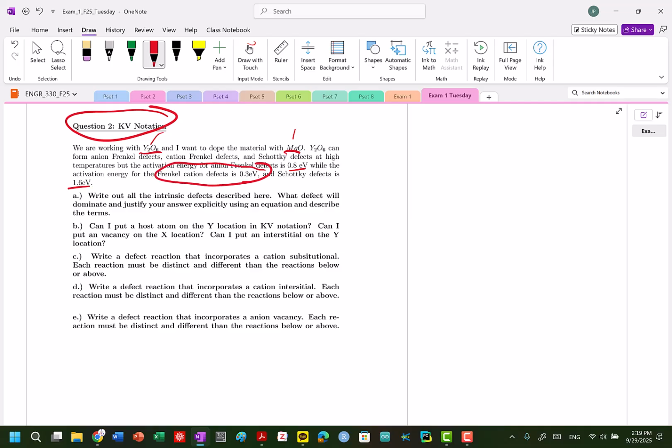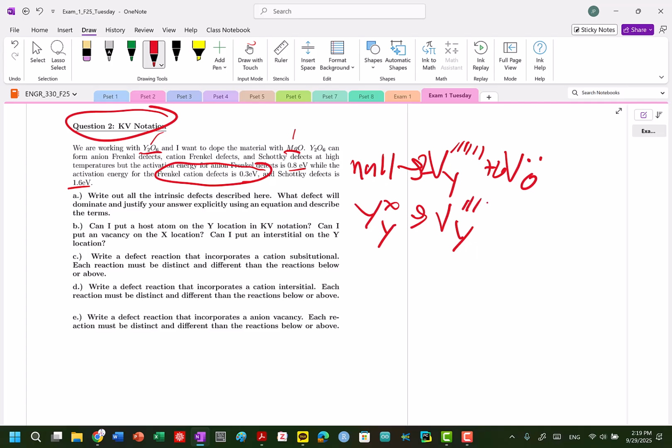Let's write out all the intrinsic reactions. So again, we're working with this. So oxygen is minus 2, 12. So then Y is going to be plus 6. So I'm going to say null goes to a vacancy in Y, minus 1, 2, 3, 4, 5, 6, 2 of them, plus vacancy in oxygen, 6 of them. I'm also going to go, Y on X goes to vacancy in Y, 1, 2, 3, 4, 5, 6, plus Y on an interstitial, 1, 2, 3, 4, 5, 6. And then oxygen on X goes to vacancy in oxygen plus oxygen interstitial.